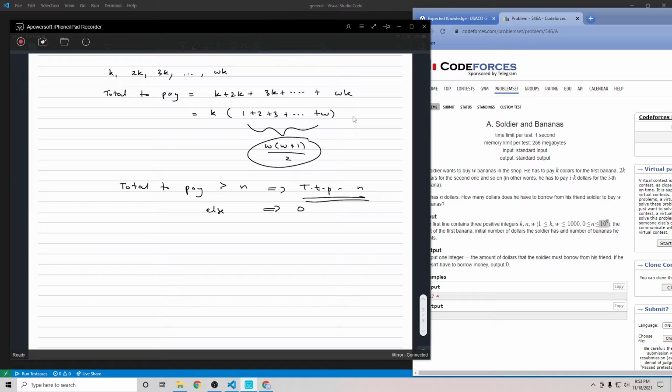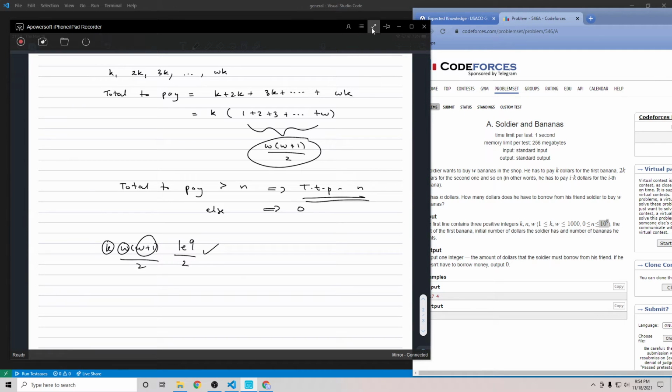In this case, the total to pay is going to be what? K times W times W plus 1 over 2. So this is 1,000, this is 1,000, this is also 1,000, so this is going to be 1e9 over 2, so this is still within an integer, so that's fine. And then any subtraction, no other multiplication or division aside from that. We just check if this value is bigger than or less than or equal to N, which is guaranteed to be a billion. So yeah, we can just use an integer fully for this problem.